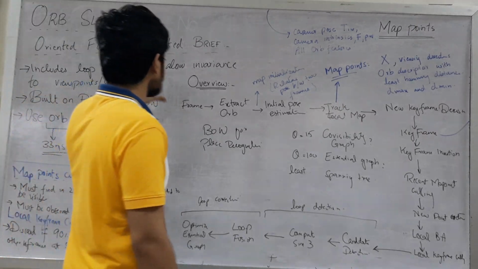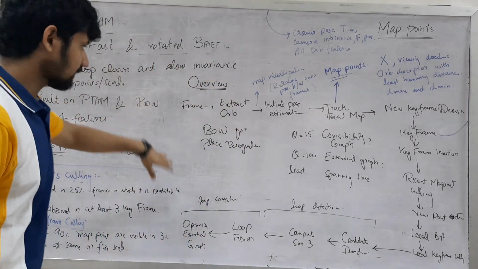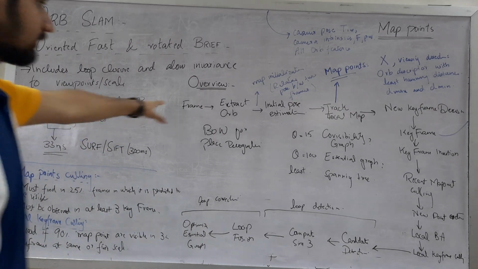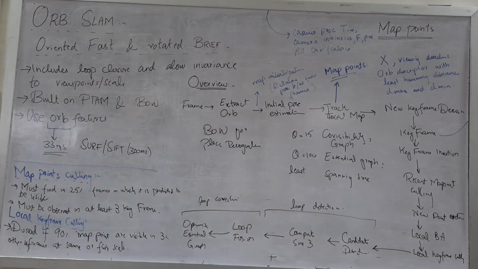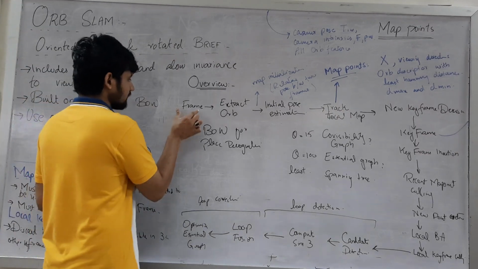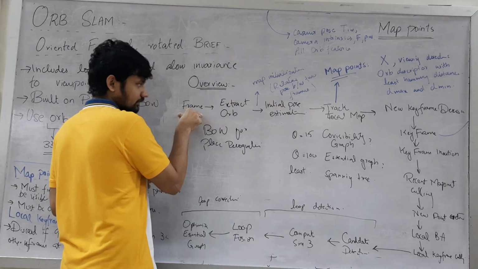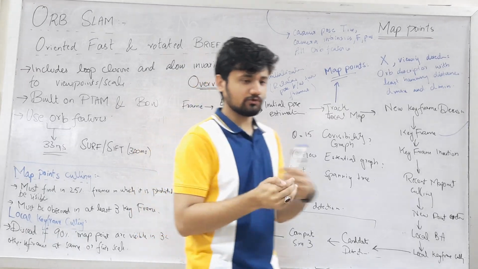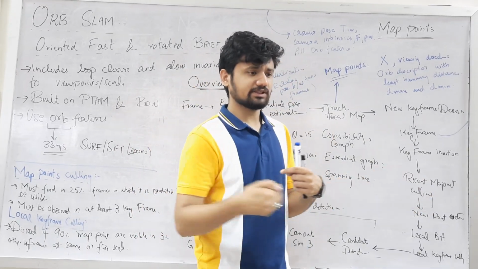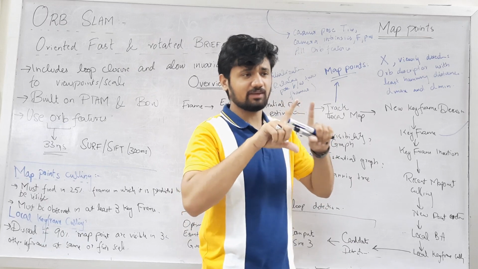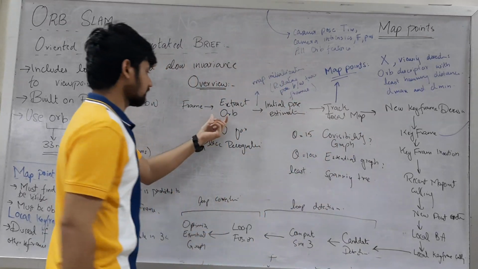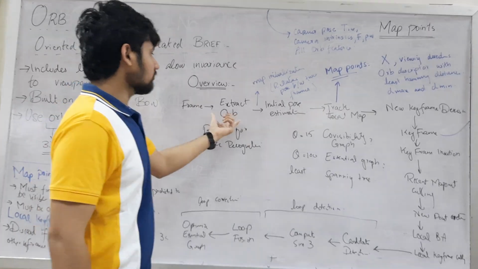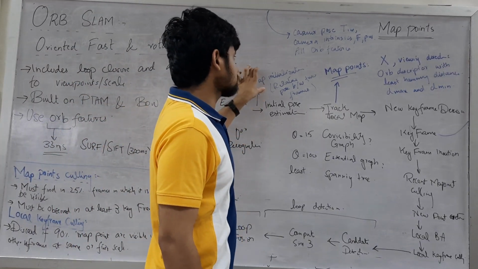The overview of ORB SLAM is like this. Just look at this flow and then I will demonstrate each and every step. So what will happen? A frame will come and ORB features will be extracted from the frame. A robot was moving, it clicked the first frame, and ORB features were extracted. When the ORB features were extracted, map initialization began.